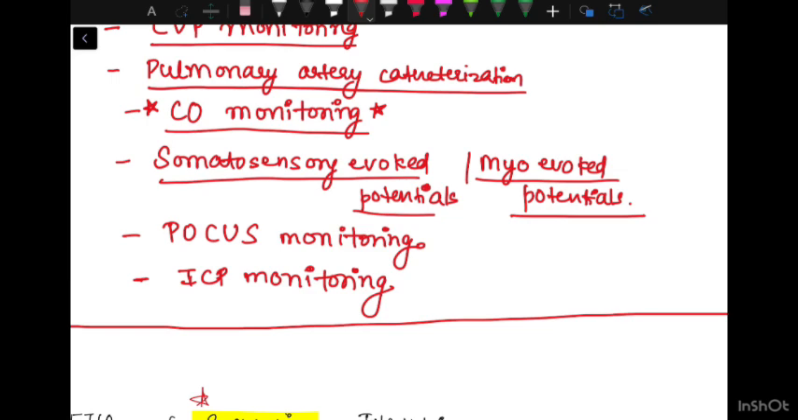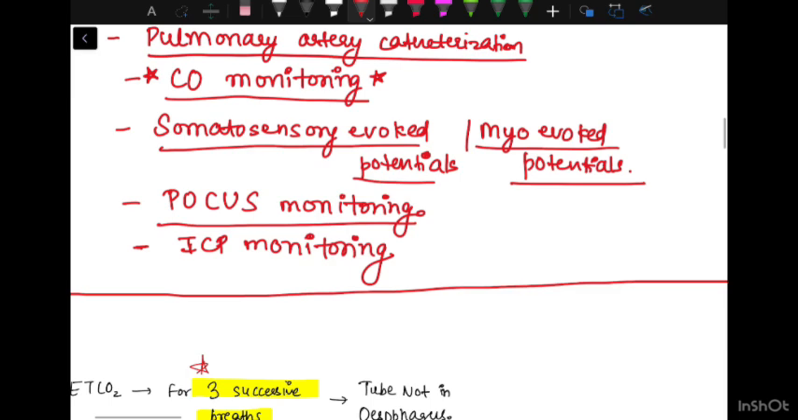Then we come on to the somatosensory evoked potentials and motor evoked potentials, usually done in surgery close to nerves, like scoliosis surgery. Then we have POCUS monitoring, that is point of care ultrasound, where we can use the ultrasound at bedside to see if any intervention is required, or what is the exact clinical scenario where we can put other lines. Suppose you want to use ultrasound for nerve blocks, or for checking the airway, the difficult airway scenarios.